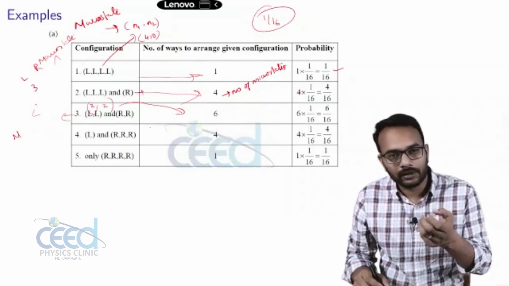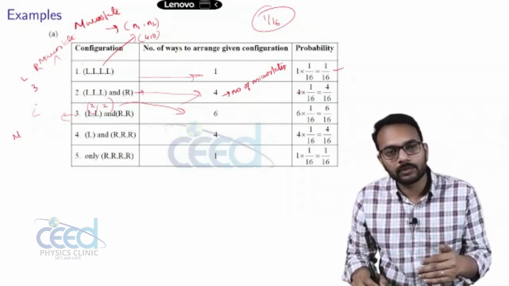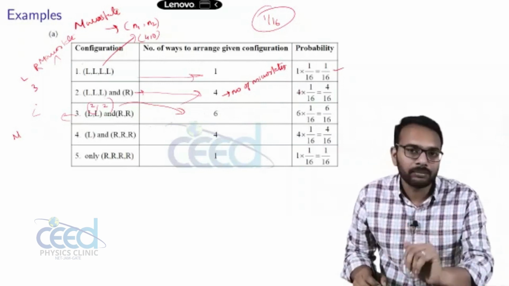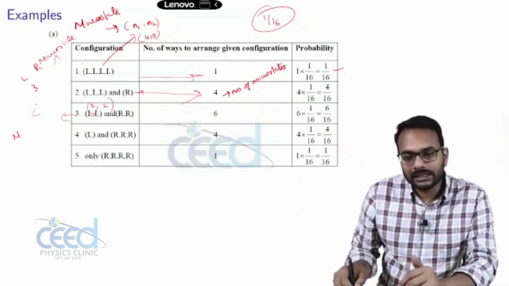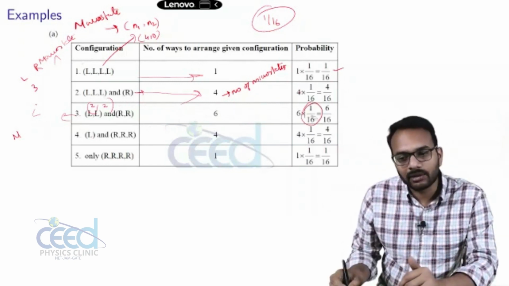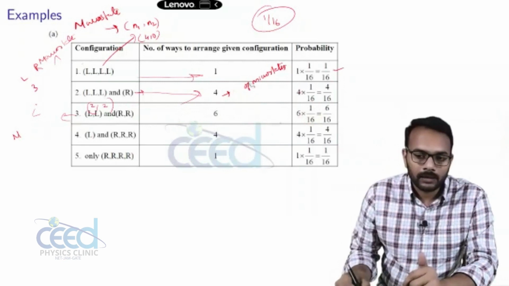We are taking a macrostate, and all the microstates corresponding to the macrostate are equally probable. So each configuration is equally probable. That's why we can do this calculation.